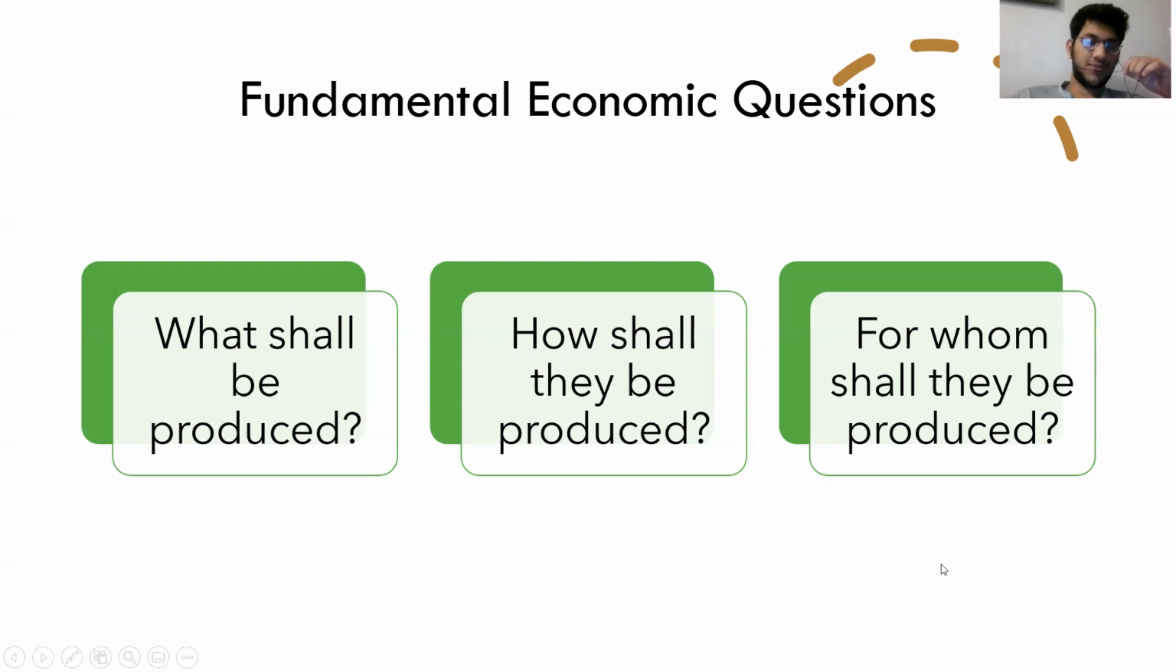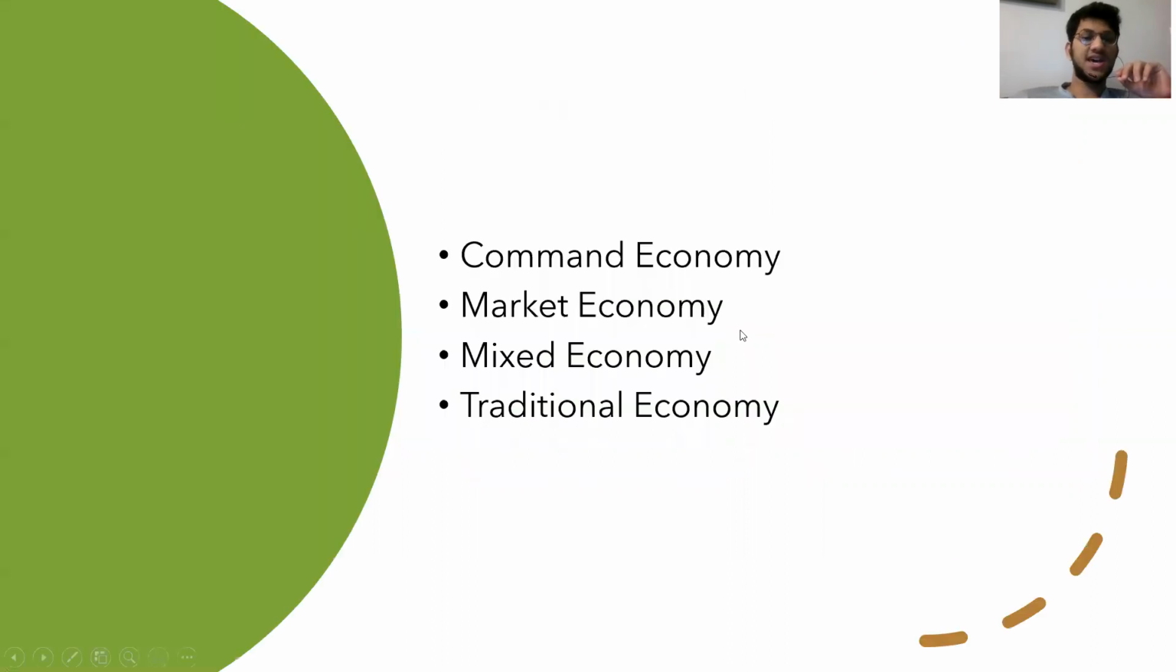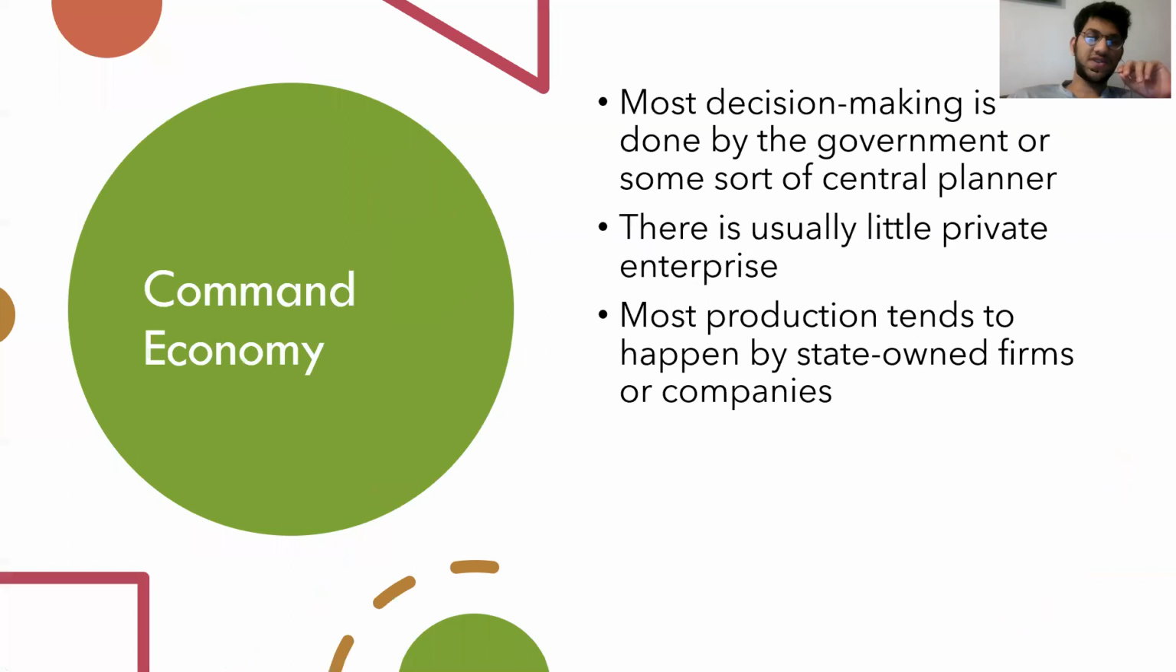Then the next question arguably would be, how do we answer these questions? The way these questions have been answered historically is that countries around the world have chosen to organize themselves into different kinds of economies. The four major kinds of economies that countries have organized themselves into historically are a command economy, a market economy, a mixed economy, and a traditional economy. Let's look into how these kinds of economies try to answer the different questions.